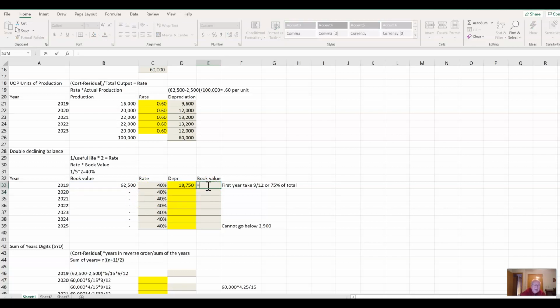Then your book value will be the 62,500 minus your depreciation of $18,750. And that gives you the book value. So then you take that times 40%. So we'd have 43,750 times 40%. And that gives us 17,500.